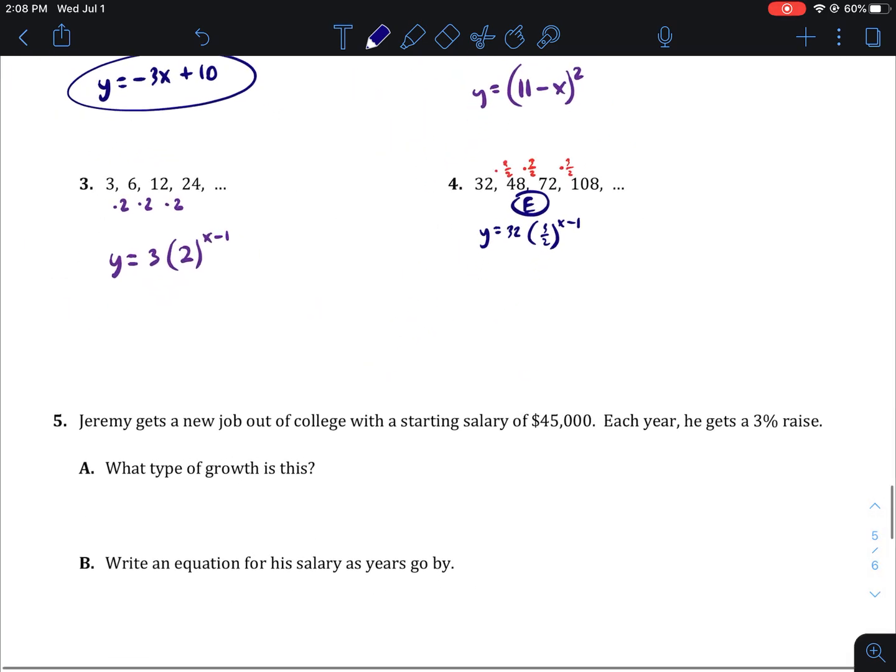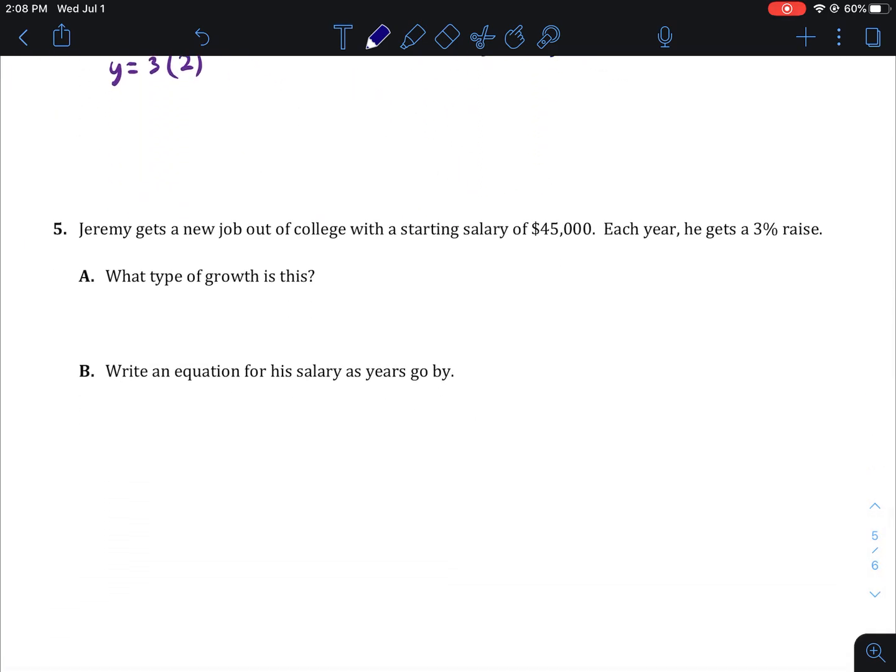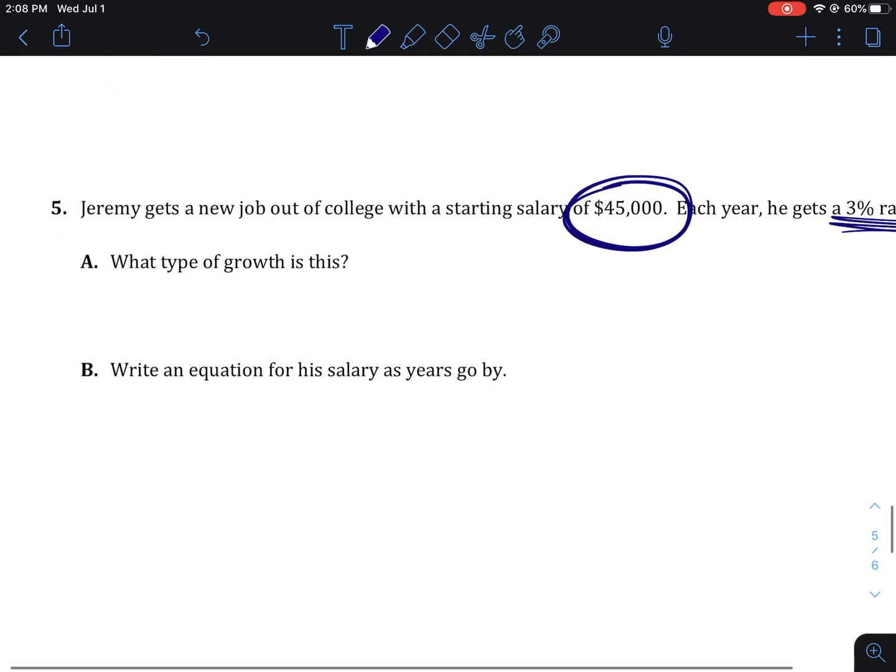One final question. A little bit of a story problem here. So Jeremy gets a new job, starting with a base salary of $45,000, and then each year gets a 3% raise. How would that grow over time? So what type of growth? If you're getting percentage raises, that means if you think about how percentages work, you're multiplying by a percent every year. That by very definition would be something exponential. And if you need to play around with the numbers, go ahead and do so.